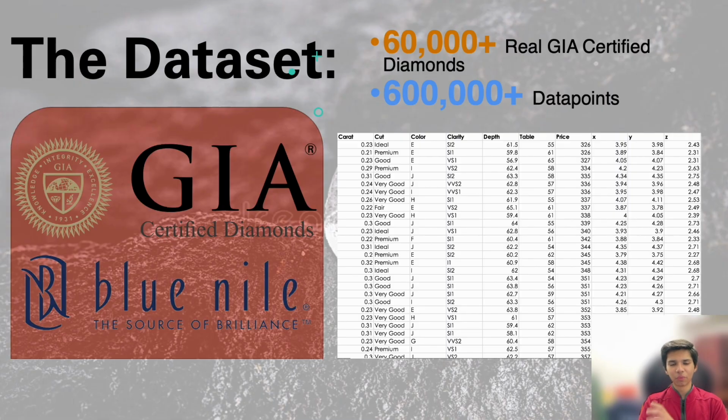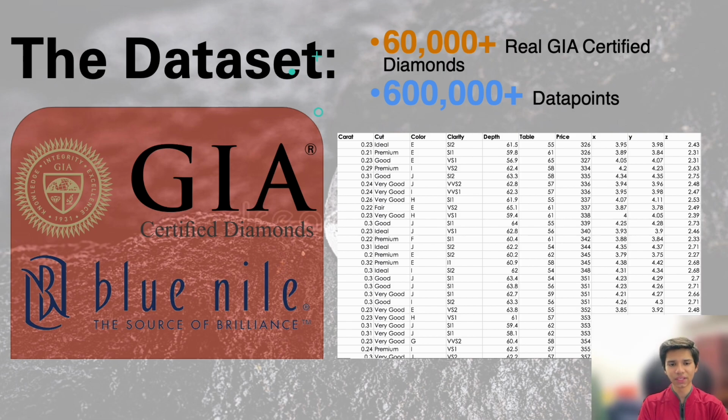So let's go ahead and familiarize ourselves with the dataset behind this project. Our dataset consists of over 60,000 GIA-certified diamonds. That's over 600,000 data points within our training dataset. As for our cross-validation dataset, what we've done is we've created a specialized dataset from Blue-Nile, a GIA-certified dealer of solitaire diamonds, and we're going to go ahead and take our models and compare their accuracy on real-world data.